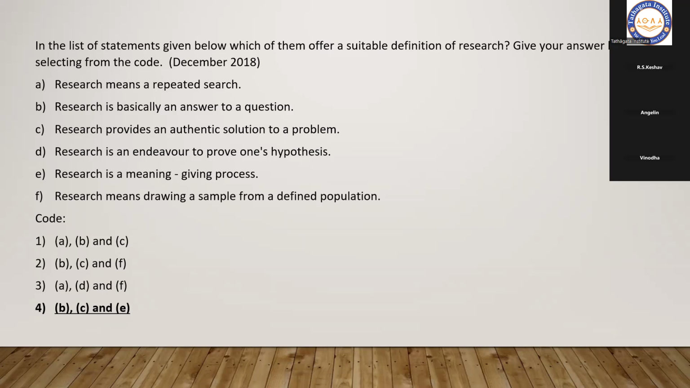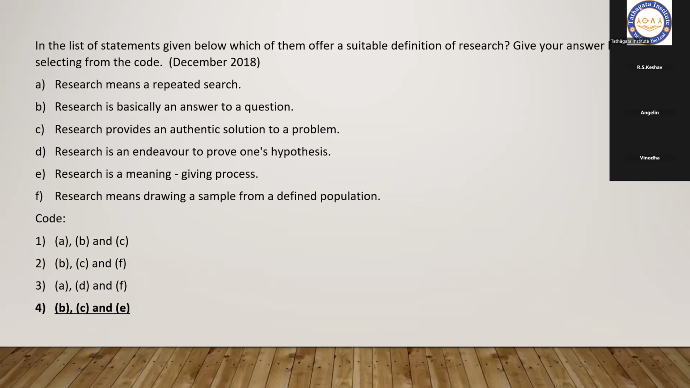So we saw a lot of definitions. Out of the five or six, there are two or three proper definitions. Research means a repeated search. Research is basically an answer to a question. Research provides an authentic solution to a problem. Research is an endeavor to prove one hypothesis. Research is a meaning-giving process. Research means drawing a sample.